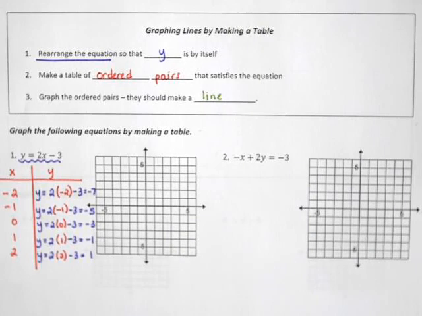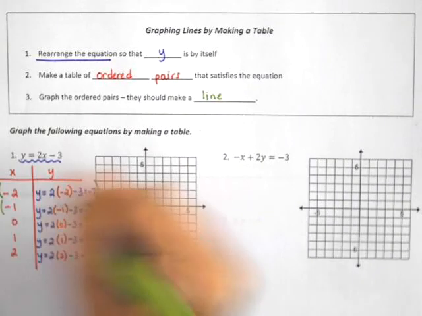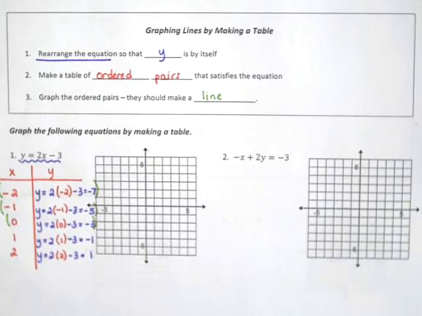Now, once I have all of those numbers listed, I've got all of these ordered pairs written down. What I'm going to do next is graph these one at a time. So here's what I mean by that. The ordered pairs that I just made are the points (-2, -7), (-1, -5), (0, -3), (1, -1), and (2, 1). I just figured out x's and y's that go together.